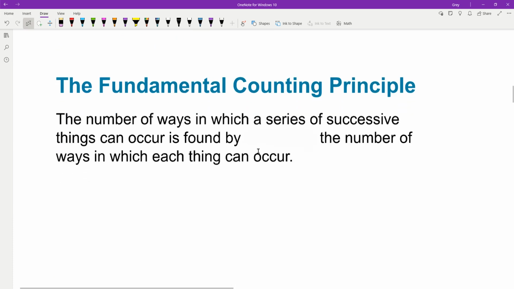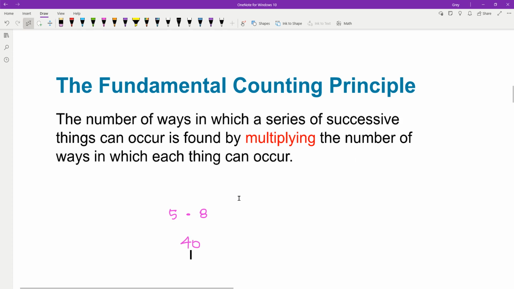So, first off, the fundamental counting principle says the number of ways in which a series of successive events can occur is found by multiplying the number of ways in which each one can occur. So to give you a quick example of that, if you have 5 pairs of pants in your closet and you have 8 different shirts, then you can make 40 different outfits because 5 times 8 is 40. 5 pairs of pants, 8 shirts. How many different outfits can I make? 40. That's the kind of thing.